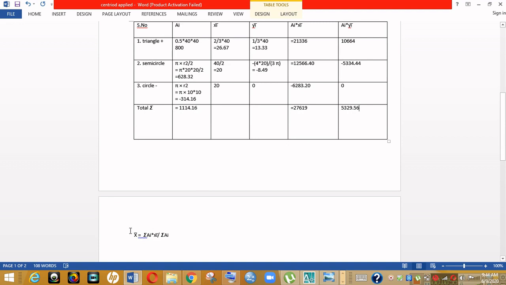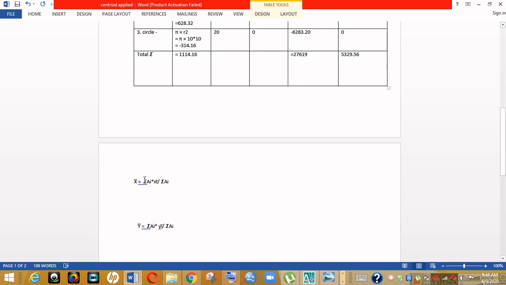Now we have to determine the centroid of this composite figure. We can use the formula x bar equals summation of Ai xi divided by summation of Ai. We have determined the summation of Ai xi in this table. So this value will be 27619 divided by 1114.16. This comes out to be 24.79 centimeters, as all the dimensions are given in centimeters.